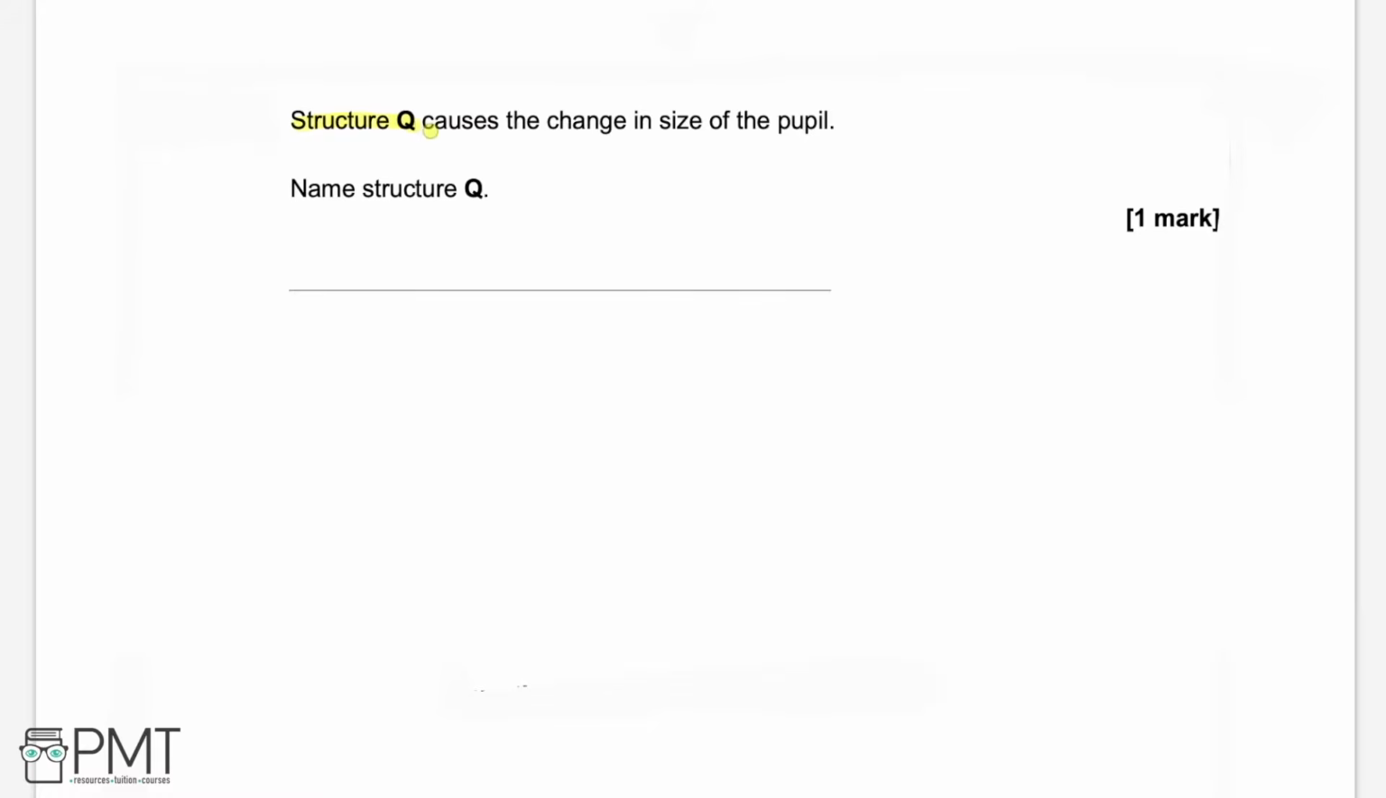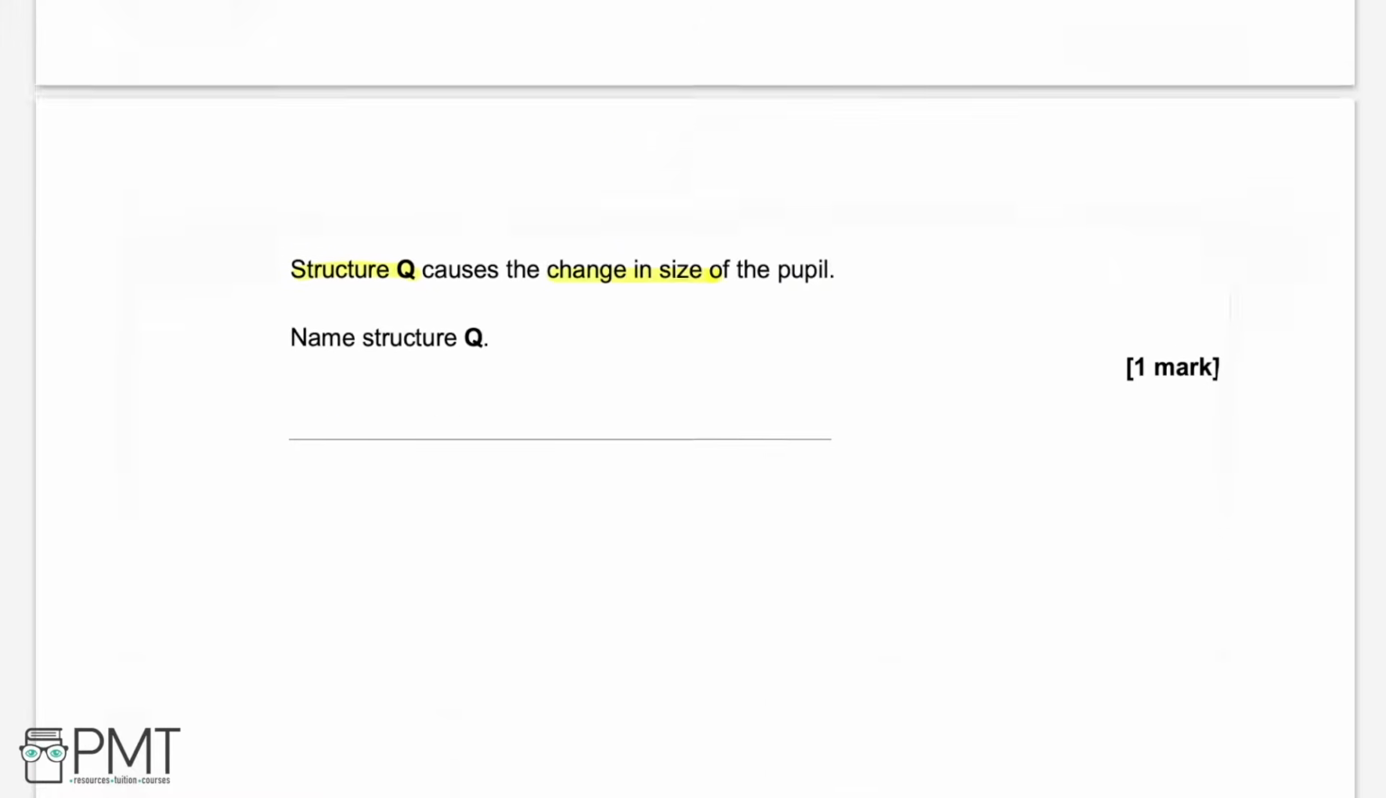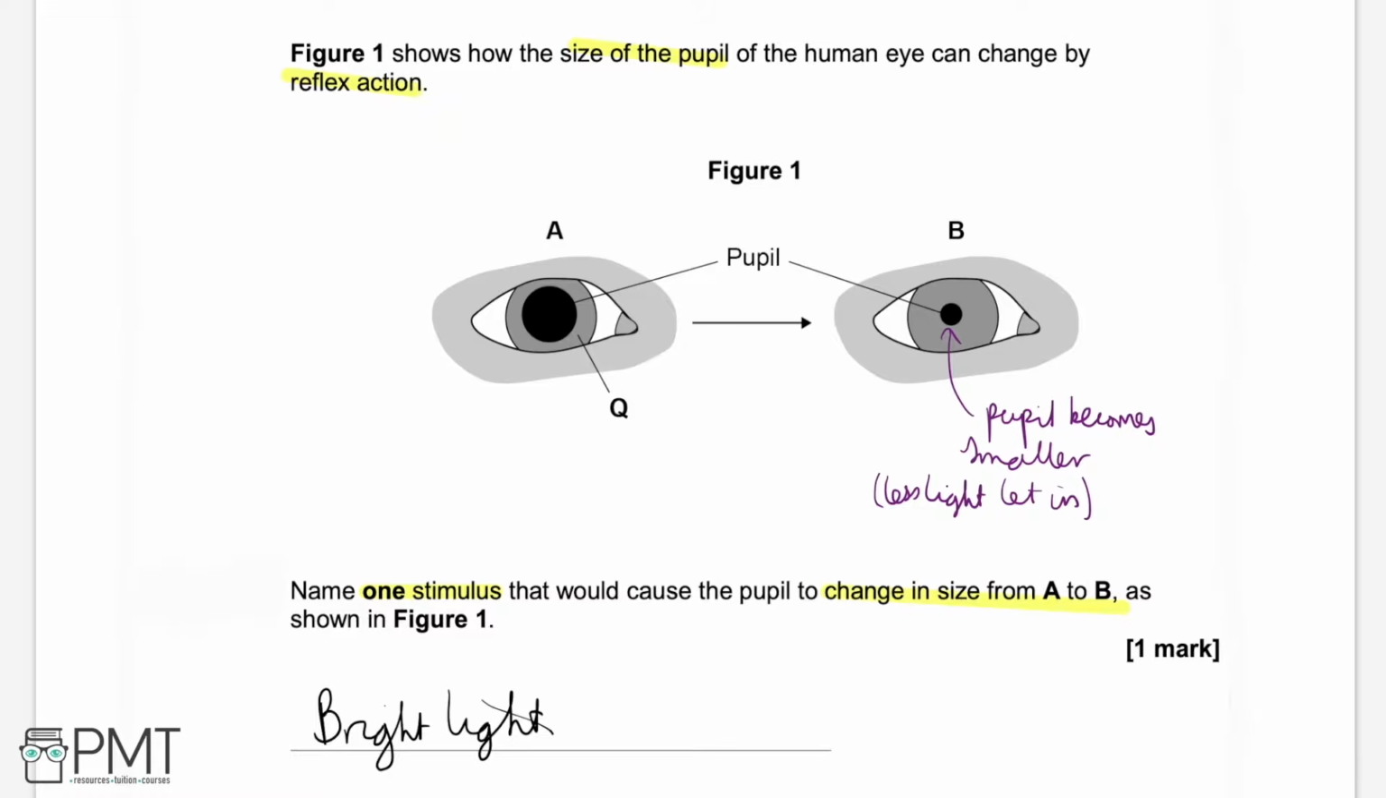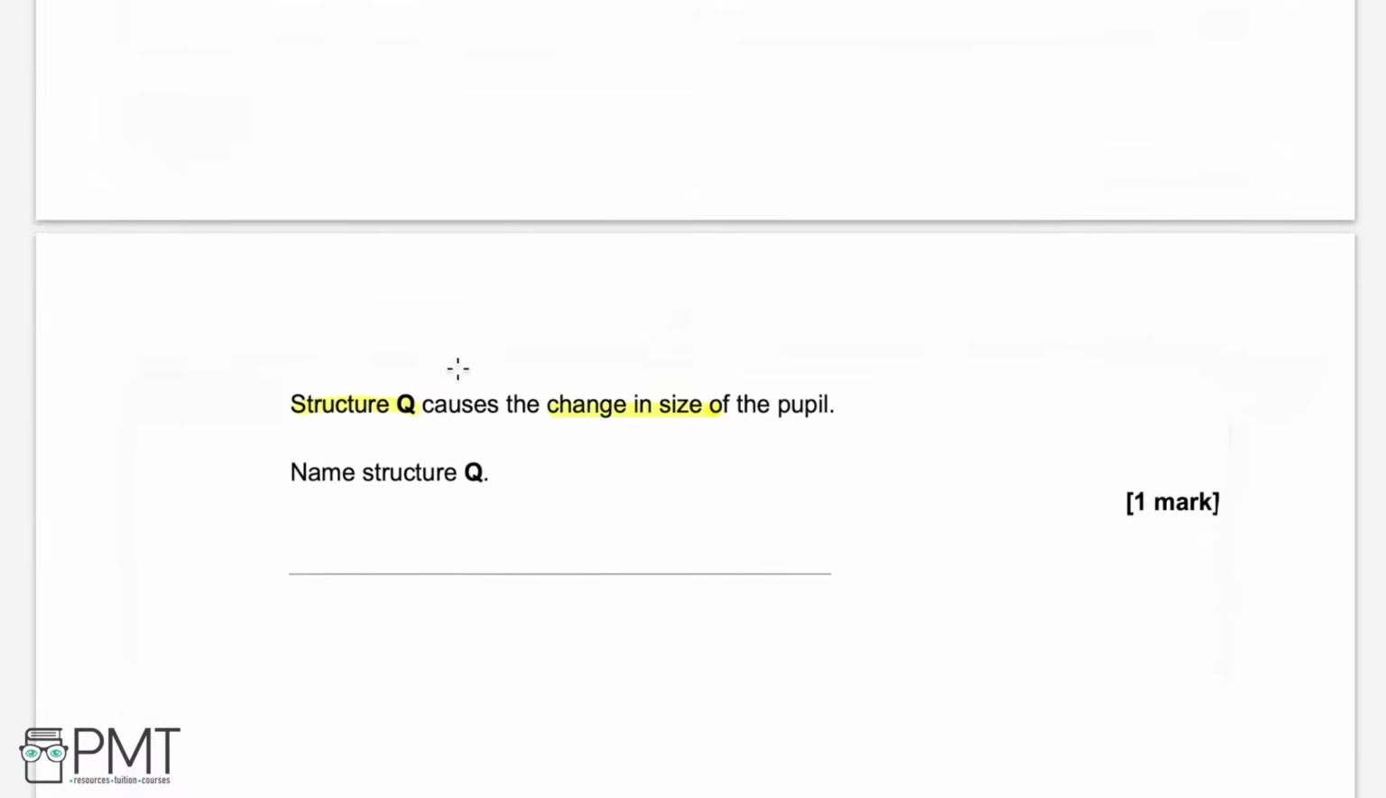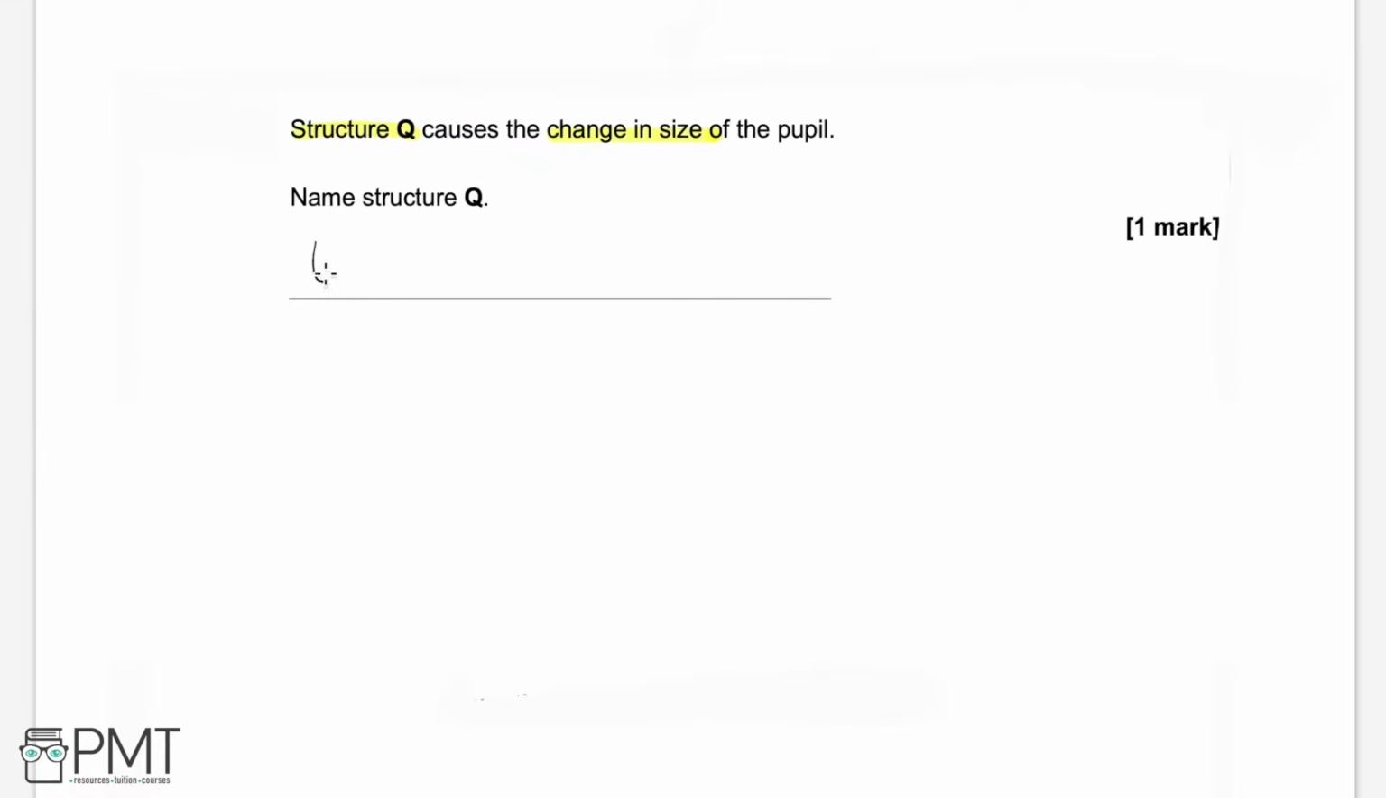Structure Q causes the change in the size of the pupil. Name structure Q. Let's have a look back at Figure 1. Well, Q is what surrounds the pupil, and this is known as the iris. And this is what gives people the eye colour that you see. Thus, the iris is our answer.